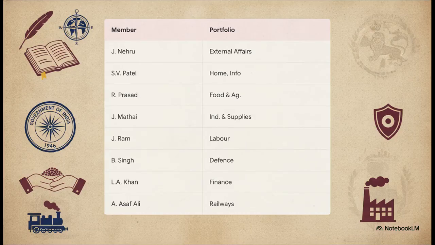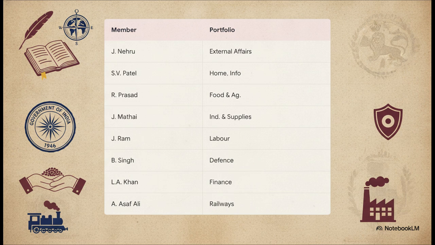Let's read through exactly who made up the 14-member interim government of 1946. It is vital to remember that the Viceroy was technically still the head of this council at the time. Jawaharlal Nehru served as Vice President and held external affairs and Commonwealth relations. Sardar Vallabhbhai Patel held home, information, and broadcasting. Dr. Rajendra Prasad was in charge of food and agriculture. Dr. John Mathai managed industries and supplies.